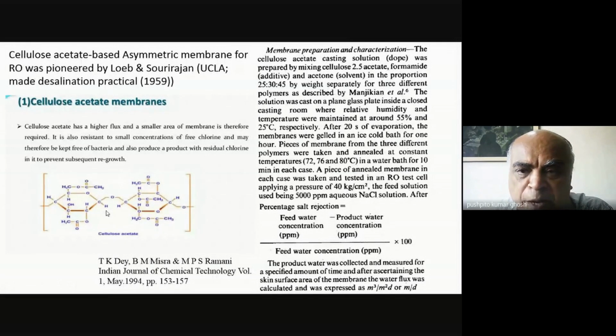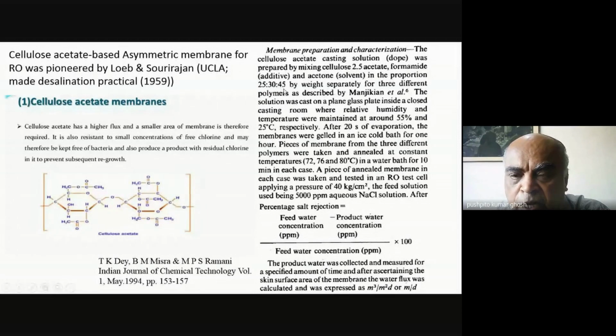Although this again is proprietary and it can vary. You can see the membrane preparation process, where you first take the cellulose acetate in a solvent. For example, they took a solvent of formamide and acetone, and they've also spelled out the proportions of the cellulose acetate and the solvents. And then what you do is, this was of course done in an impractical way.